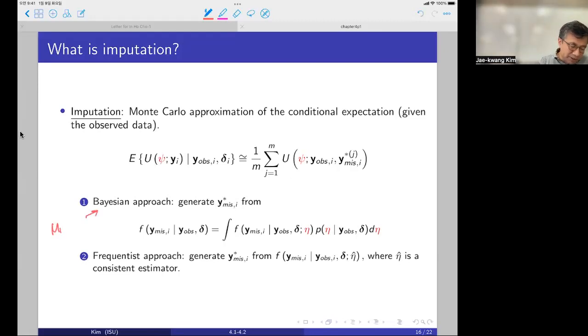So multiple imputation is chapter 5. We'll cover this probably two weeks from today, something like that.